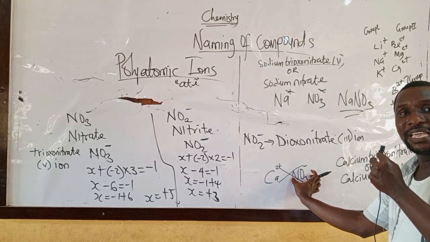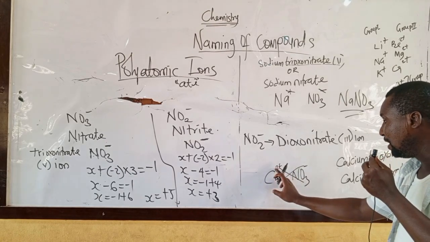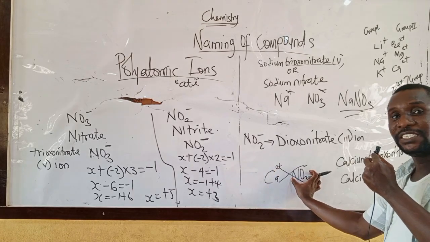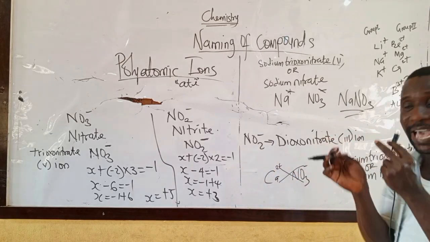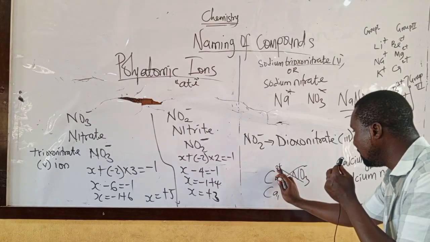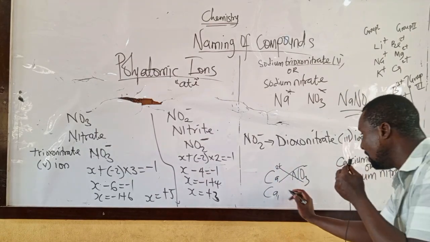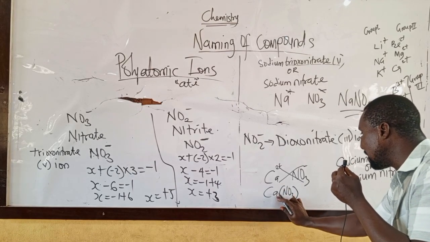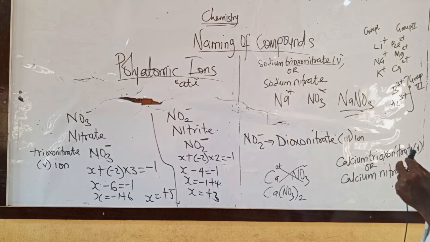This is a polyatomic anion. They are together. These two will affect two of them together, and if these two are affecting them together, they will be in brackets. Therefore, you have Ca, this one comes here as 1. Then these two will affect these two together. They will be in bracket NO3, then bracket 2. Take note.